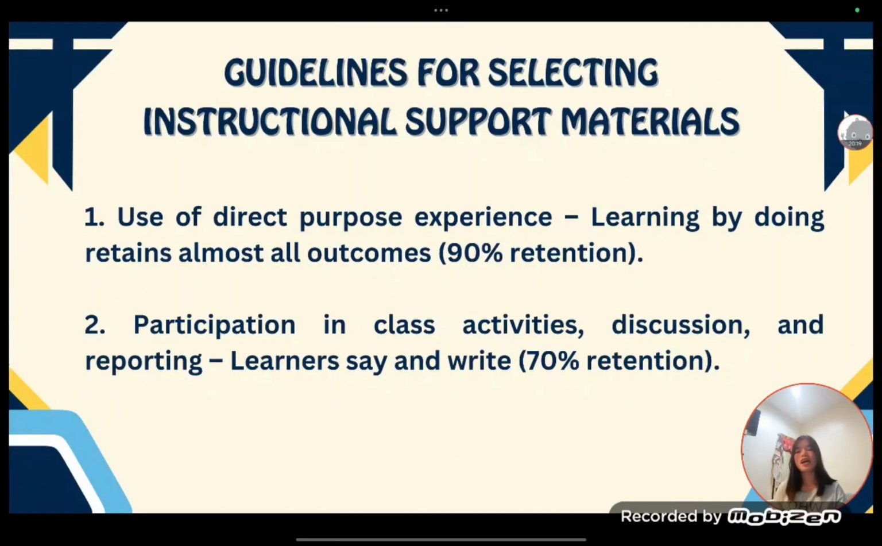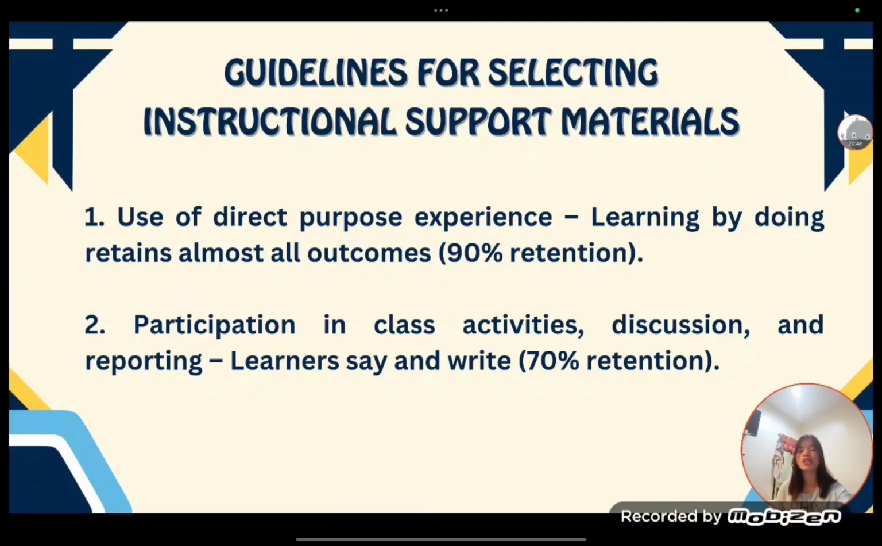And next is we have the guidelines for selecting instructional support materials. So first is use direct purpose experience. So learning by doing retains almost outcomes of the 90% retention. As I have said earlier, yung mga real world scenarios na ating mga ginagawa ay 90% na a-absorb natin, at matagal siyang mawawala sa ating utak or sa ating isip.